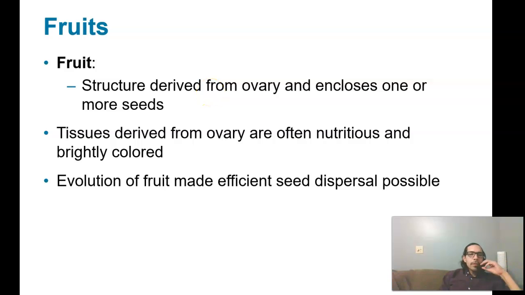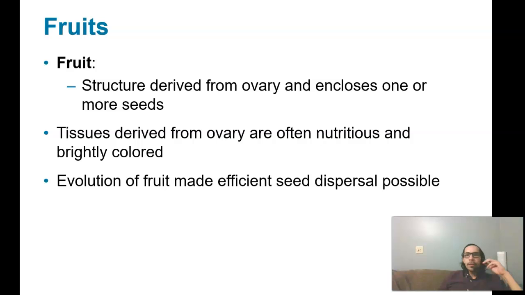So here is the final section for chapter 28. We're going to start this part with fruits. A fruit is a structure that's derived from the ovary and it encloses one or more seeds. The tissues from the ovary are the nutritious part of the fruit, and it's the part that's brightly colored.